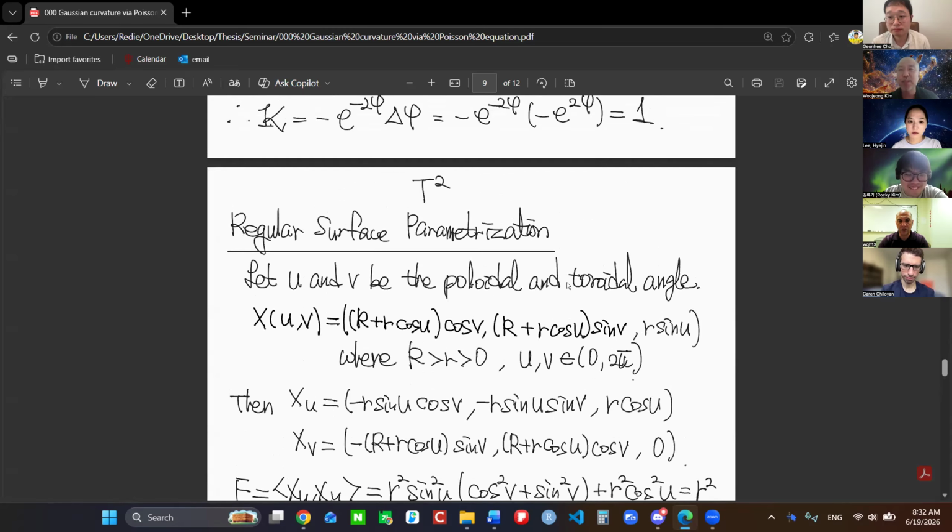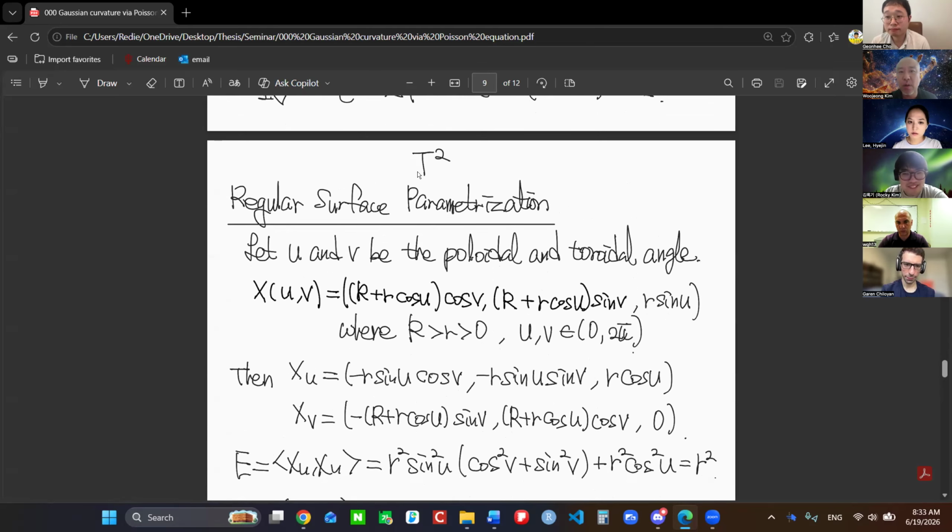Can you repeat one more time? Usually this would be called the embedded torus, not the flat torus. The flat torus is a completely different one. Okay, the torus is embedded in R3. Is this correct? Is that also denoted as T2? Is this part correct? Thank you.